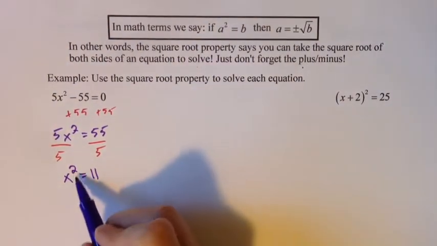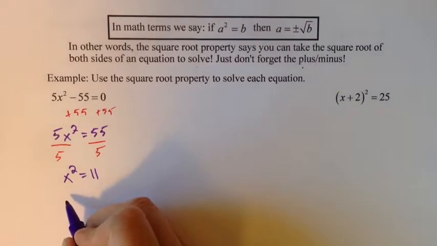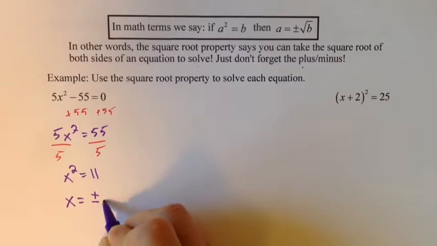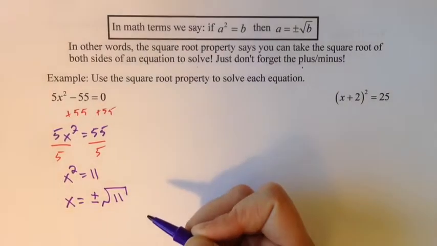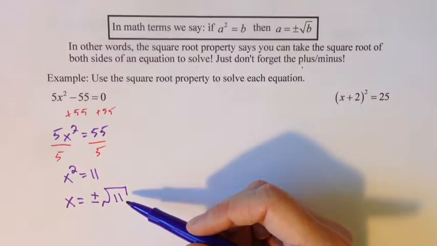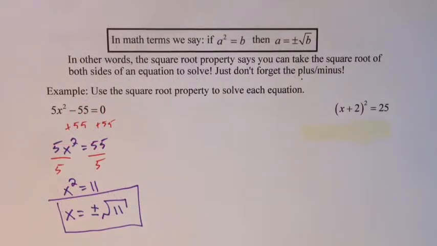Now that I have the x squared by itself on one side, I'm ready to take the square root of both sides and write that my answer is x equals plus or minus the square root of 11. Now the square root of 11 isn't particularly nice, so we'll leave it in this exact form. Now let's look at another example.